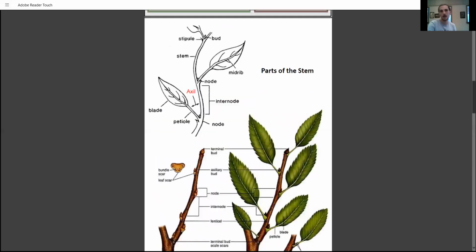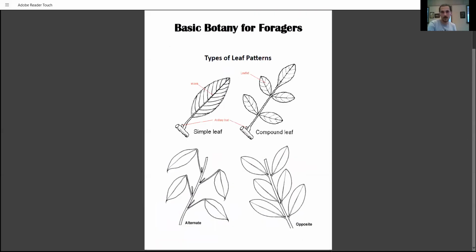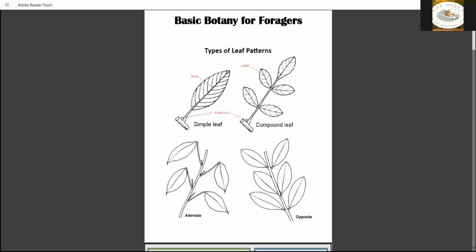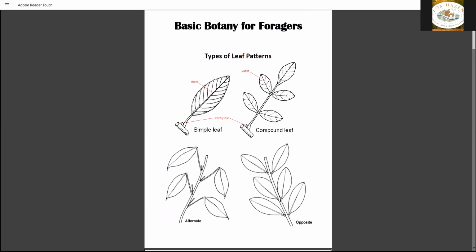So now we're going to go over a lot of terminology. This is terminology. We just got a question. Go for it. Is there an advantage of being a monocot versus a dicot?